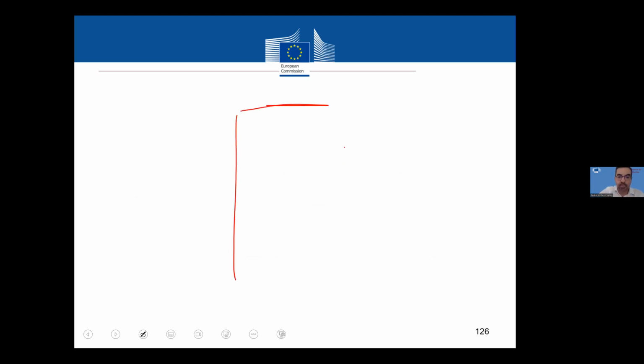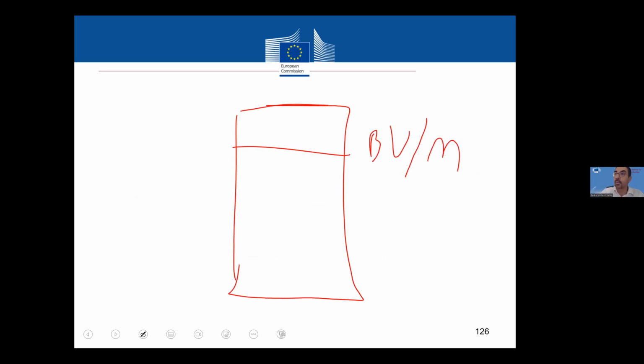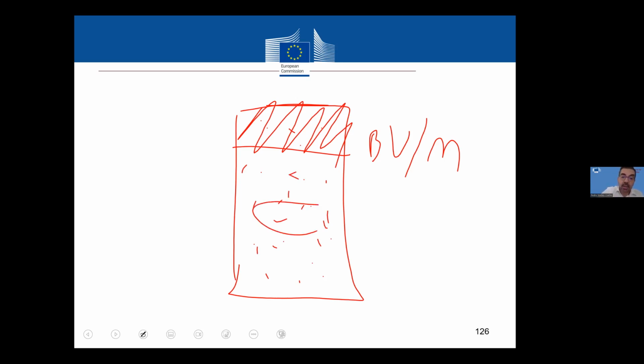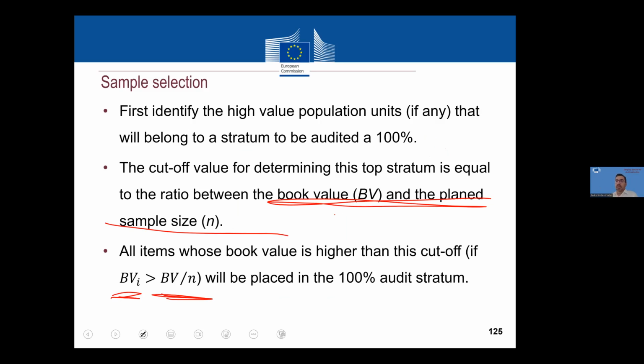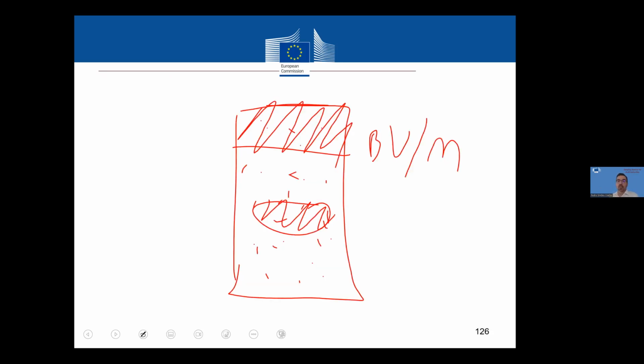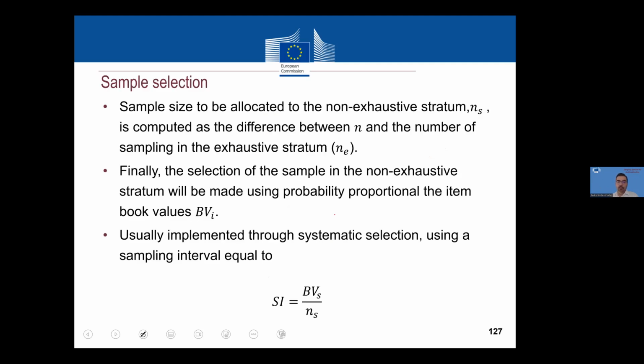So the idea is the following. You have the population here. You have here the threshold, which is book value divided by the sample size. All the operations in the population that fall above this threshold, they all have to be audited. They are placed in this special high value exhaustive stratum. And for the remaining of the population, the ones that are below the threshold, in this case, you are going to select a sample under the MUS rules, and you are only going to audit the operations in the sample. So in MUS, basically, you have to separate the population in two groups, the so-called high value items and what I could call the low value items, or the sampling part of the population.